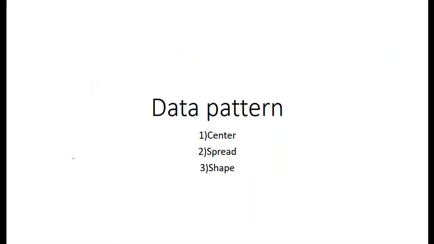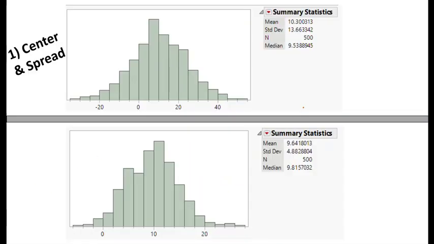All right. Now, when it comes to the data pattern or the data distribution, 3 major aspects must be studied. First is the center through the mean or the median, depending on the case. Second, the spread or the variability of the data in the distribution. And third, the shape of the distribution. Now let's take a look at them one after the other.